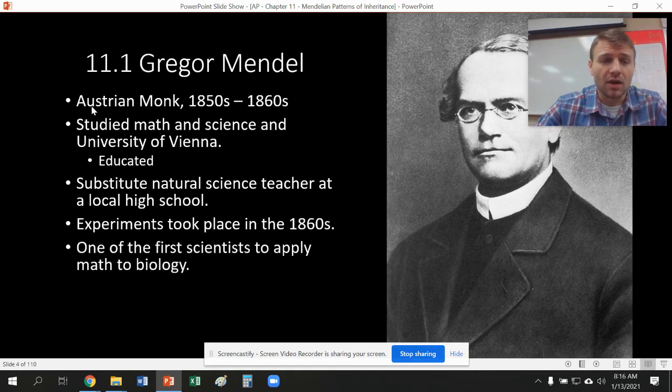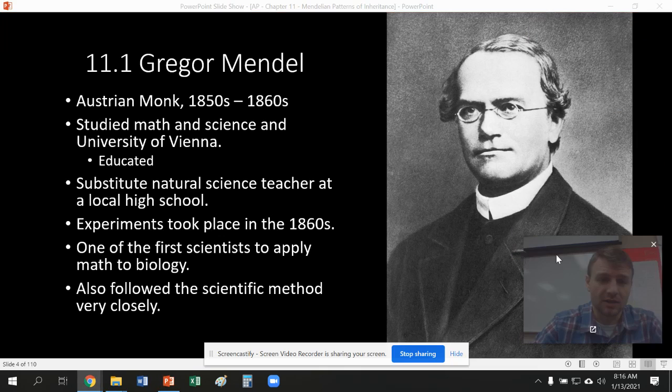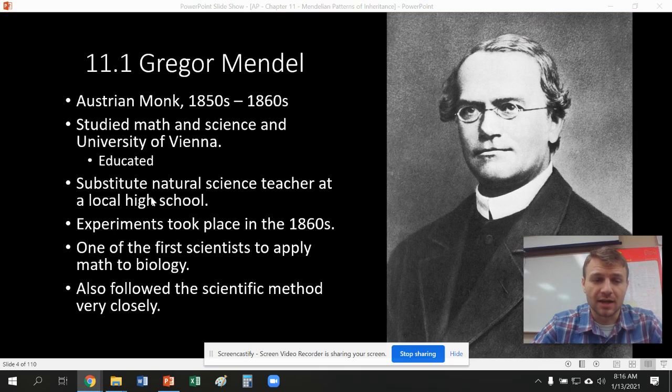But Gregor Mendel was an Austrian monk, you can see here, during the 1850s, 1860s. He did study math and science at the University of Vienna, which means he was educated. He just wasn't like a person that didn't know about science. He was also actually a substitute natural science teacher at a local high school, so I actually have a little bit of connection with him. I think it's really cool. He was a monk, but he was also a natural science teacher.